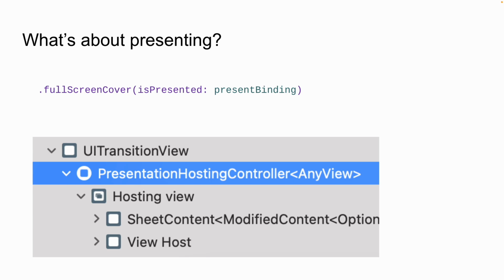it again creates one more view controller, and if you put a symbolic breakpoint on the present method of view controller, then you'll get it exactly. You'll be stopped when you try to call this full screen cover. So again, even in this case, we still have a ViewController behind the scene.